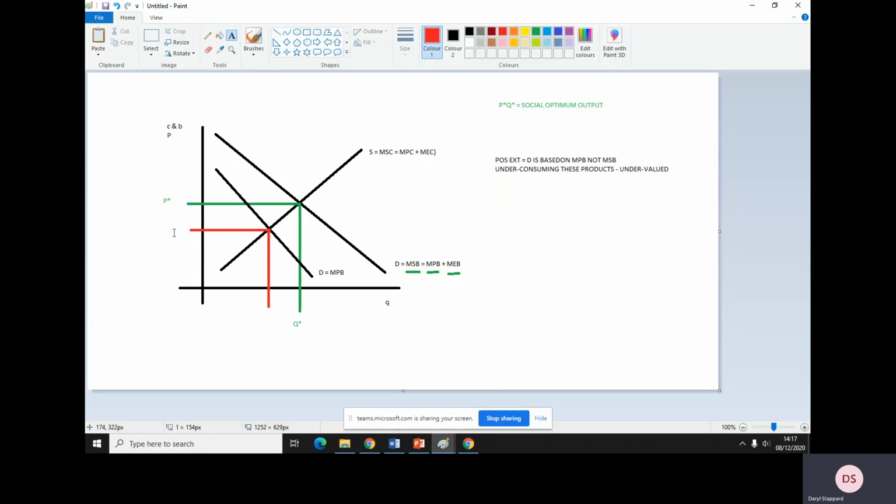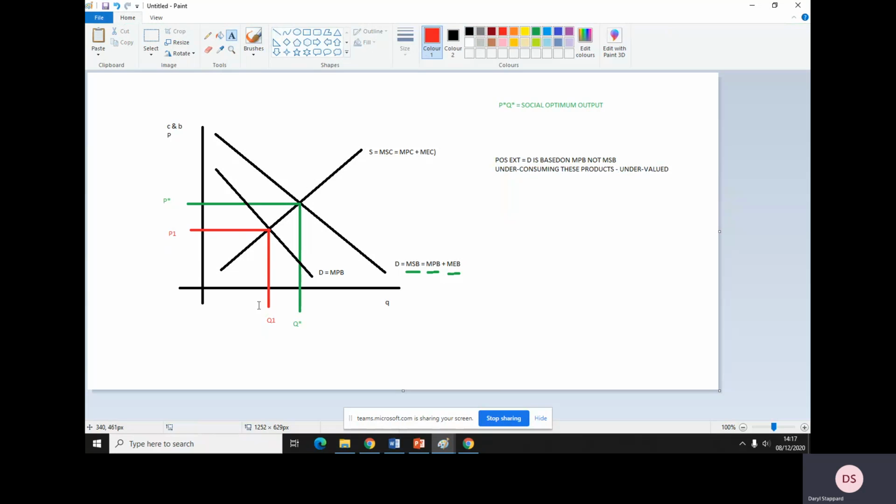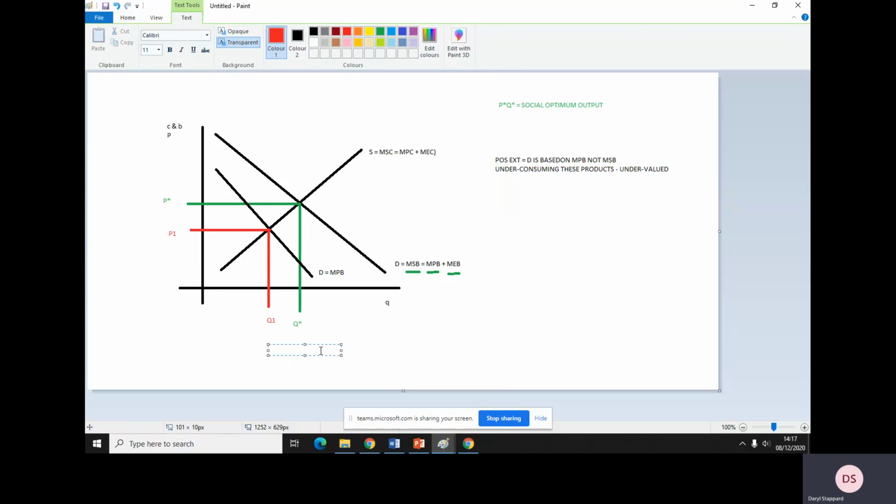Now at this point here, look what we've got then. The price will be P1 and the quantity will be Q1 in the marketplace. And what we've clearly got in this diagram then is under consumption. This is a misallocation of resources. Here, positive externality market failure. We want the market to be at P star, Q star, but it's at P1, Q1.